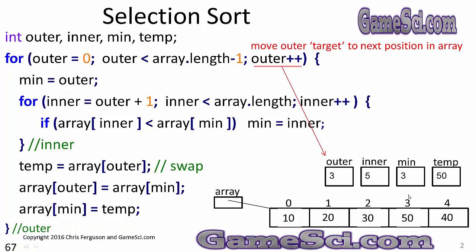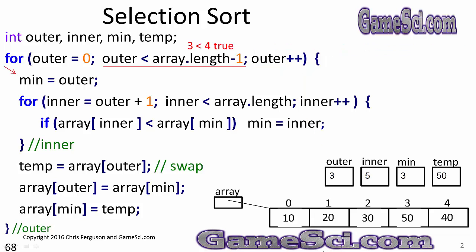Move outer, or the target, to the next position in the array. Outer, or position 3, is our new target position. Move the smallest number we can to this position in the array. 3 less than 4 is a true statement, so we're going to enter the for loop and execute the body of the outer for loop.